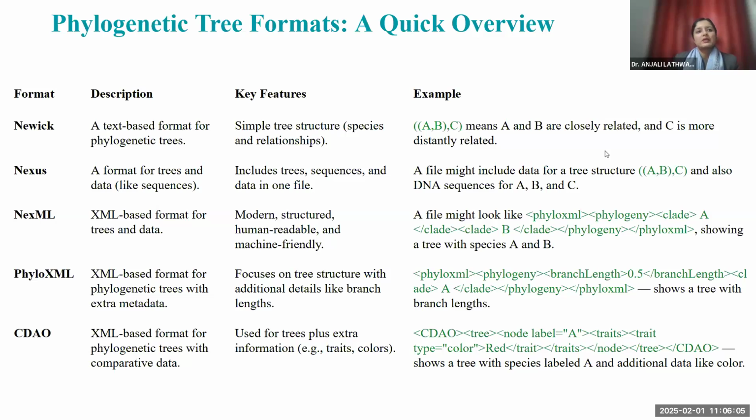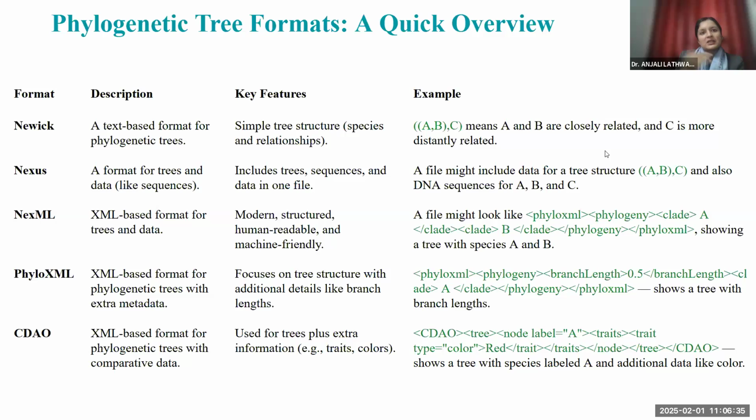Nexus is a file that may contain data as a tree structure and also as DNA sequences, FASTA sequences or any other. NeXML is a purely XML based format. You look at this example over here. This is how it is represented. Okay, here A is here, B is here, and then these are showing species A and B.